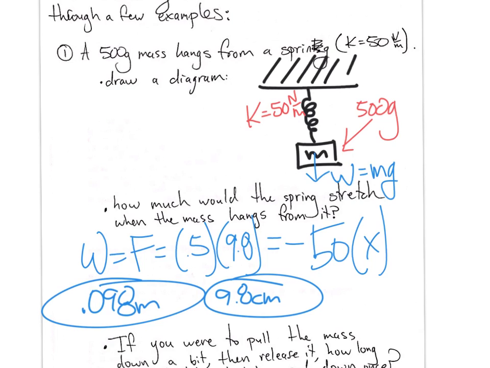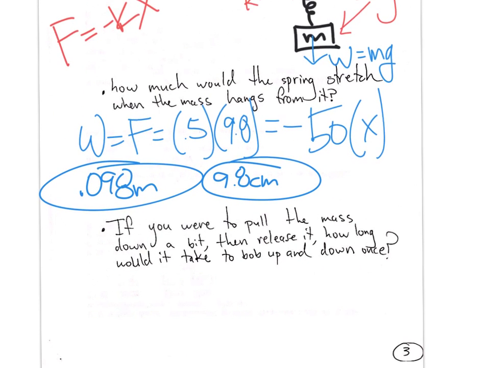So again, we're using F equals negative, which we'll forget about, kx, where F is the force that pulls on the spring, k is the springiness of the spring, and x is how much we stretch the spring. In English, if you were interested.